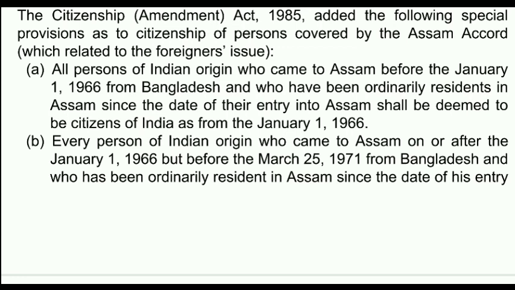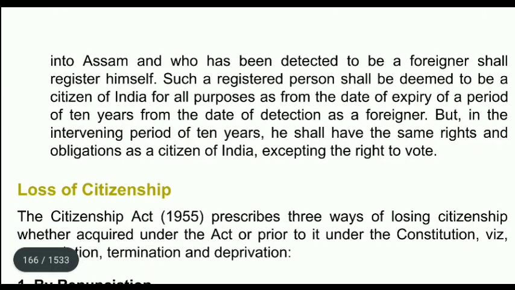Number 2. Every person of Indian origin who came to Assam on or after January 1, 1966, but before March 25, 1971 from Bangladesh, and who has been ordinarily resident in Assam since the date of his entry into Assam, and who has been detected to be a foreigner, shall register himself. Such a registered person shall be deemed to be a citizen of India for all purposes as from the date of expiry of a period of 10 years from the date of detection as a foreigner. But in the intervening period of 10 years, he shall have the same rights and obligations as a citizen of India, excepting the right to vote.